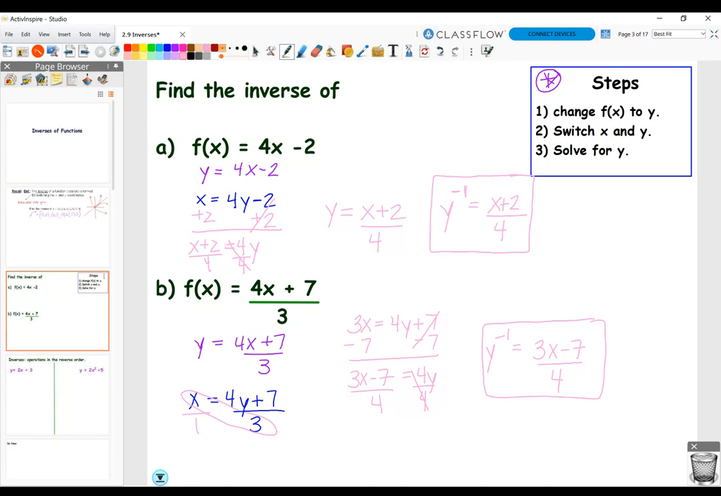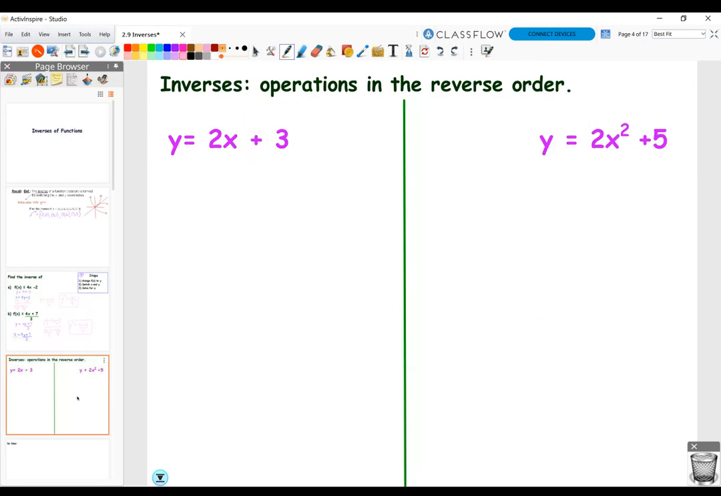Okay. And what I want you to notice is that my inverse is kind of similar to where I started. We have the same numbers, but they're just in different orders or maybe working on different operations. Same thing for the second one, letter B. I have 4, 7, and 3. In my inverse, I still have 4, 7, and 3, but again, maybe they're in a different order, maybe they're using a different operation. So let's think about what the inverse is actually telling us to do. The inverse is, yes, the switching of the x and the y coordinates, but it's also telling me to do things in the reverse order.